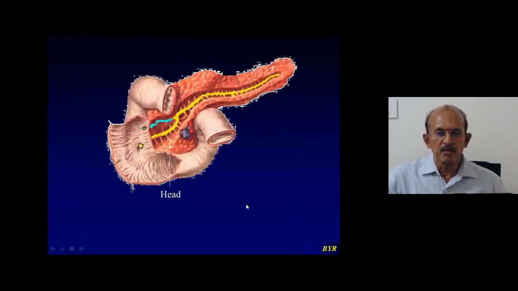So the anatomy of the pancreas: the pancreas is longitudinally placed across the abdominal wall. Sorry, horizontally placed across the abdominal wall at the level of L1 vertebra. It crosses from the right side of the abdomen to the left side of the abdomen, to the left hypochondric region. It has three parts. The part that is enclosed in the C loop of duodenum is called the head of the pancreas.